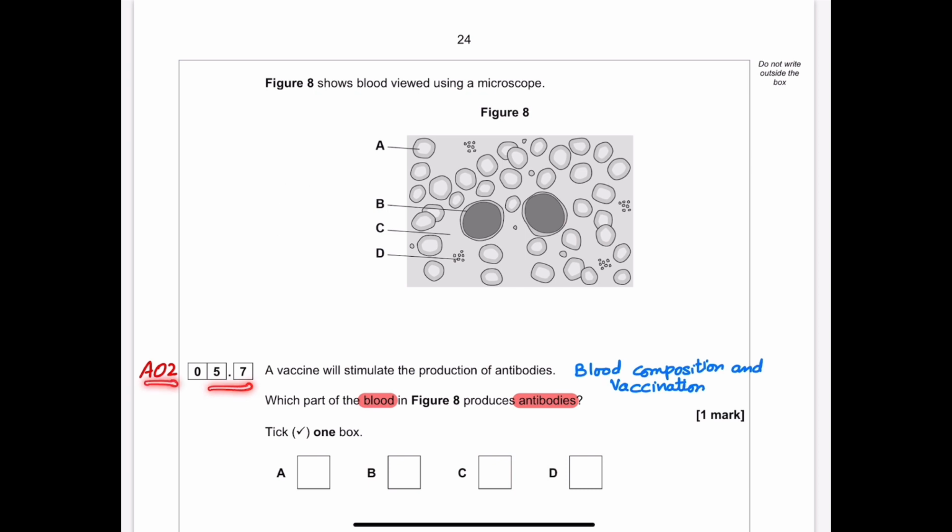5.7 is an AO2 question and it is from blood composition and vaccination. A vaccine will stimulate the production of antibodies. Which part of the blood in figure number 8 produces antibodies? These are red blood cells, these are platelets, that is plasma of the blood, and these are white blood cells. White blood cells are involved in human immune system. Therefore, they will produce antibodies in the body. The answer is B.